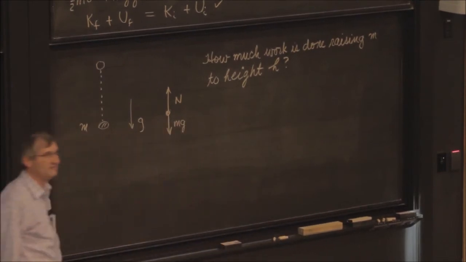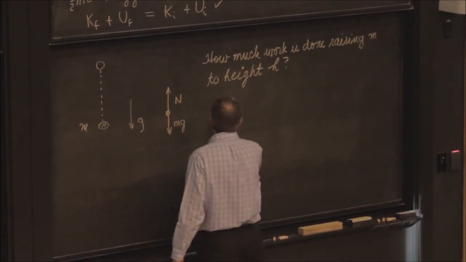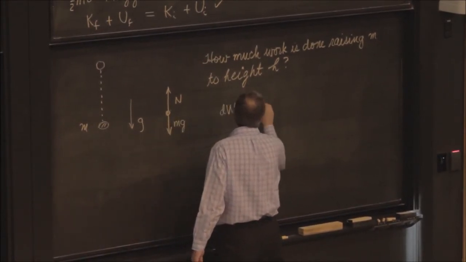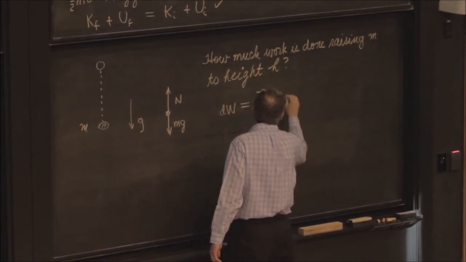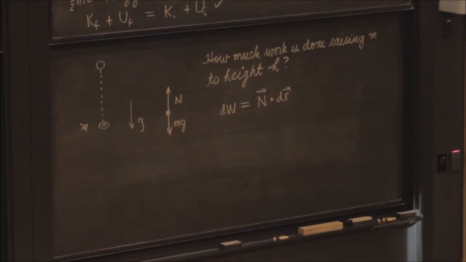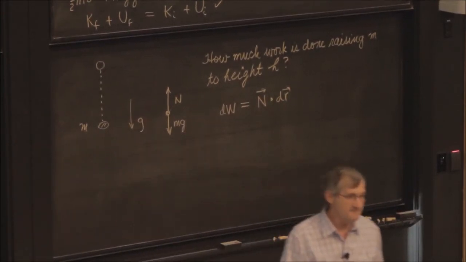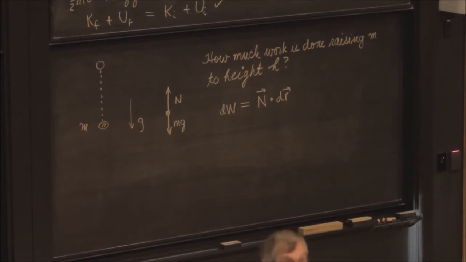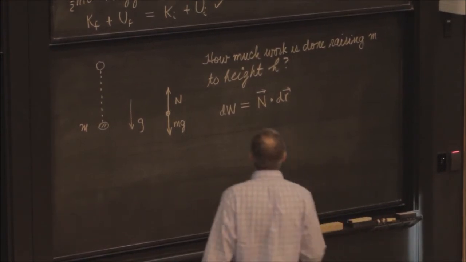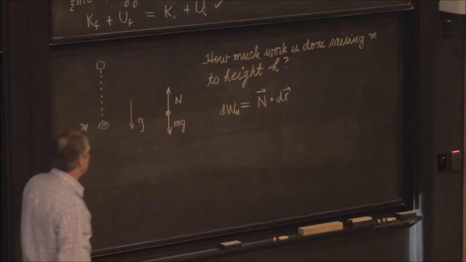So by the definition of work being F dot dr, a little bit of work is the normal force dotted into the displacement. This I would say is the work done by the normal force. At the same time as the normal force is doing work, how much work is gravity doing? It's going to be opposite. But I only want to consider the work done by the normal force, so I'll put a little subscript there. And now we can integrate.